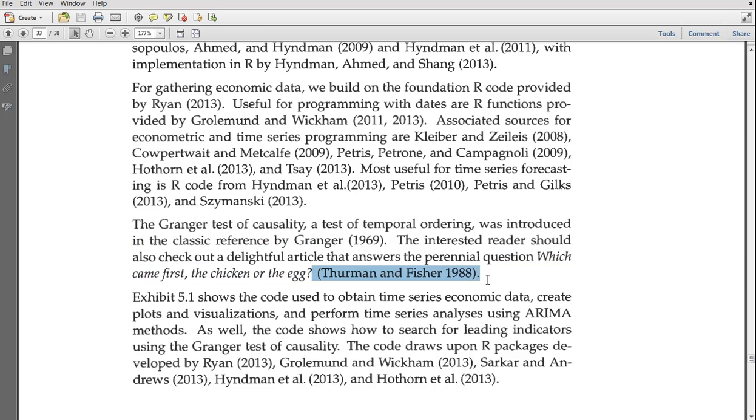Okay, now let's look at the code that we have, and I'll go to that in the next video.